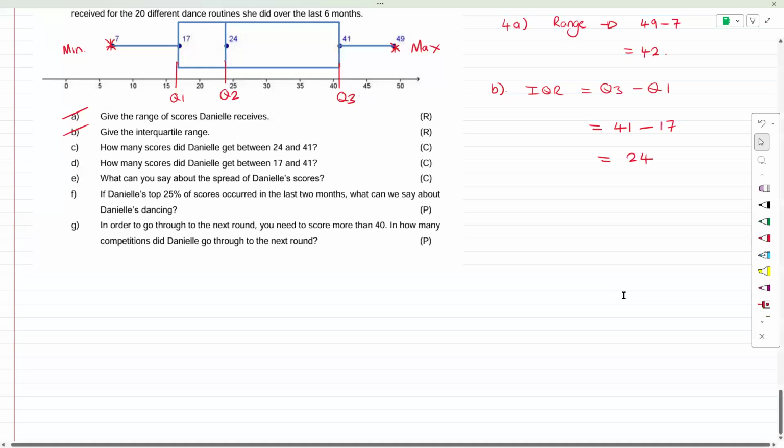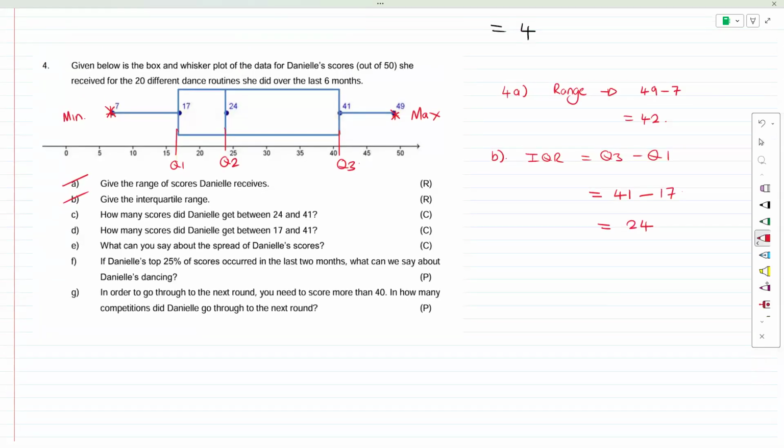Okay. Now, this part is tricky. I want you guys to understand that every single part of the box and whisker diagram is 25%. So that part's 25% of the data. I'm not saying it equals 25. I'm saying that this is just 25% of the data. So it's broken up into 4 parts, and each is 25%. Okay? Now this might seem tricky.